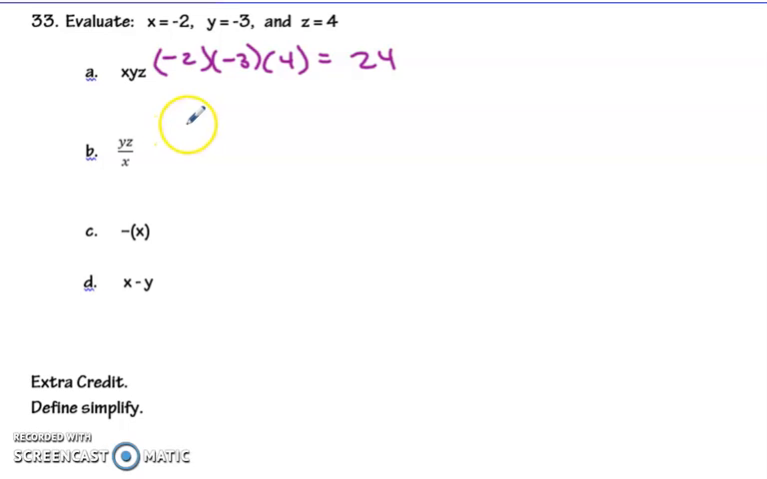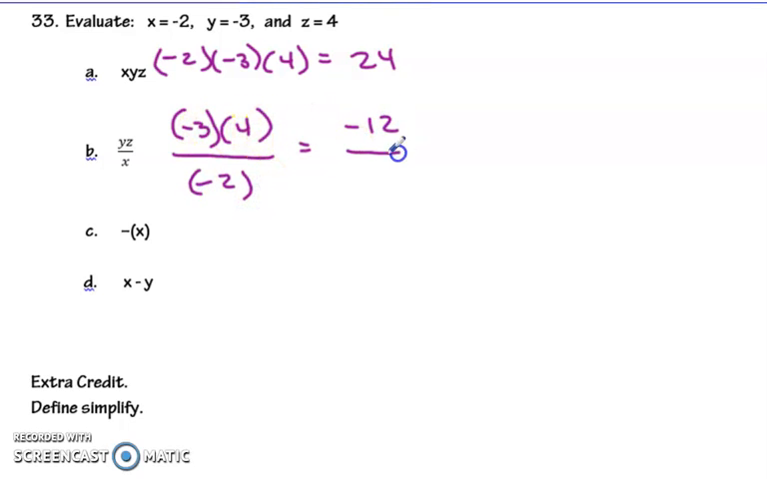Okay, so y is going to be -3. Z is 4. And then it's all over in -2. Okay, so it's a -12 on top, all over -2 on the bottom. See, I've got 2 negatives. 2 negatives, that means my answer is going to be positive. Okay? Oh, this was kind of fun. A negative, and then x is going to be a -2.